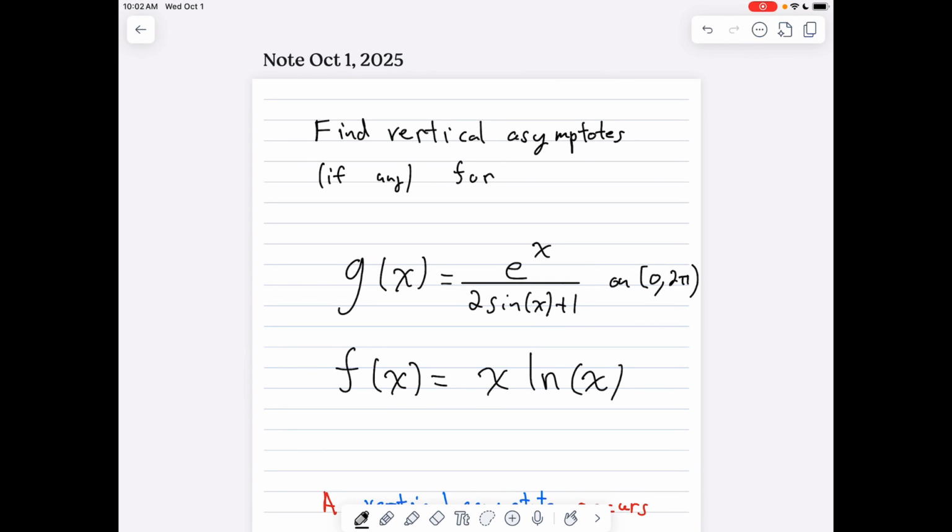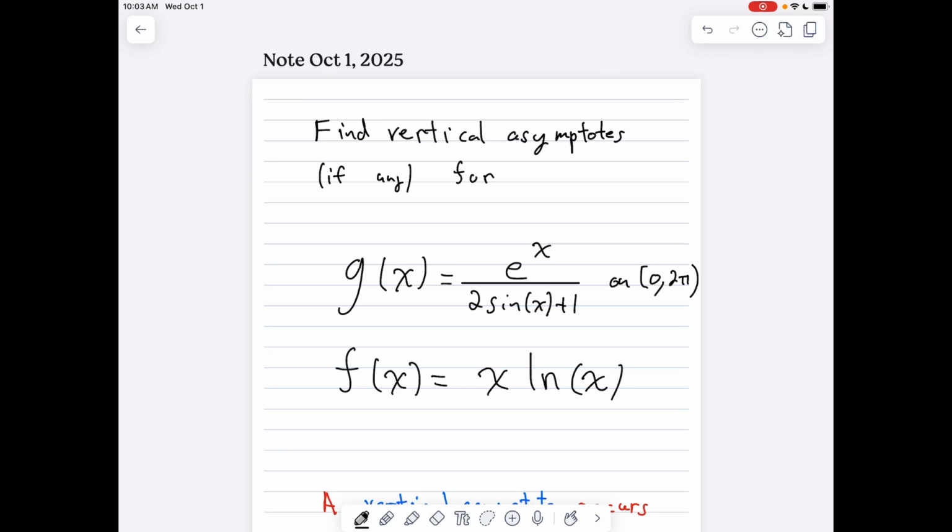Hello everyone. So we have the following problems here. We're going to find some vertical asymptotes for the following functions. G of x equals e to the x divided by quantity 2 sine x plus 1 on the interval 0 to 2 pi, including 0 and not 2 pi, and the function x ln x.